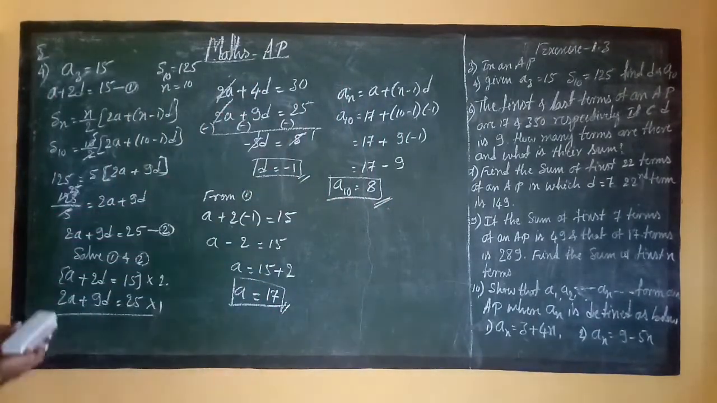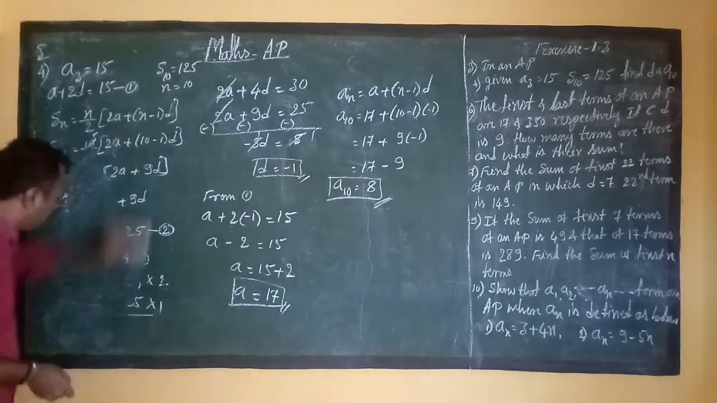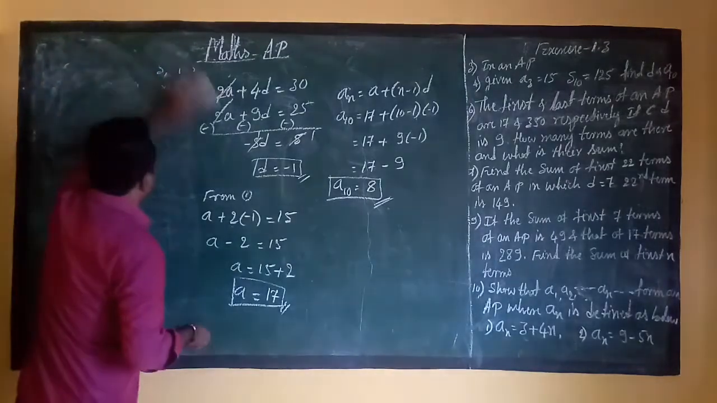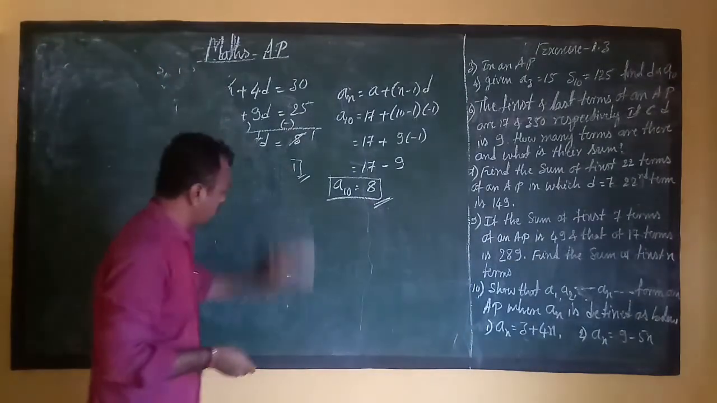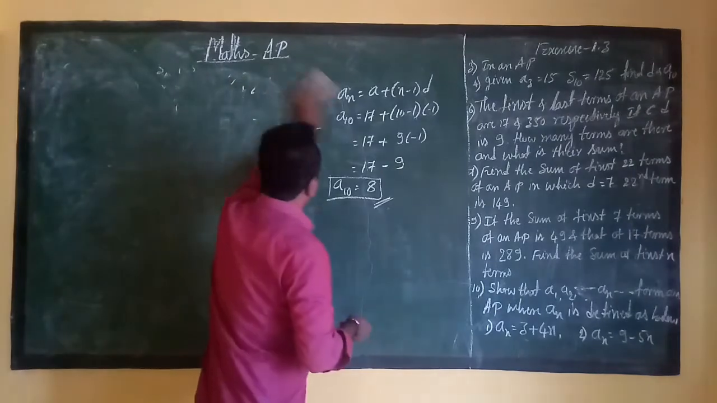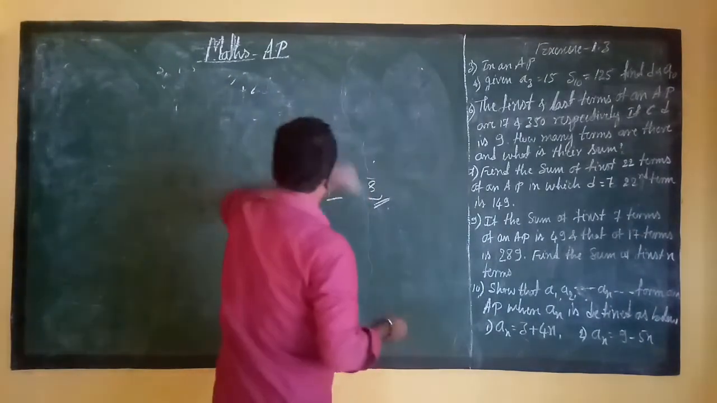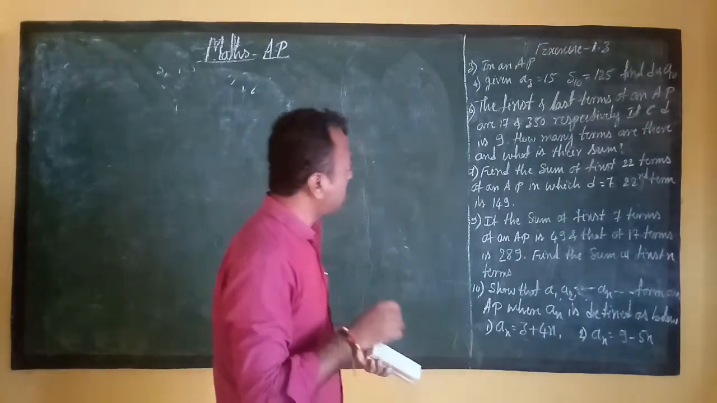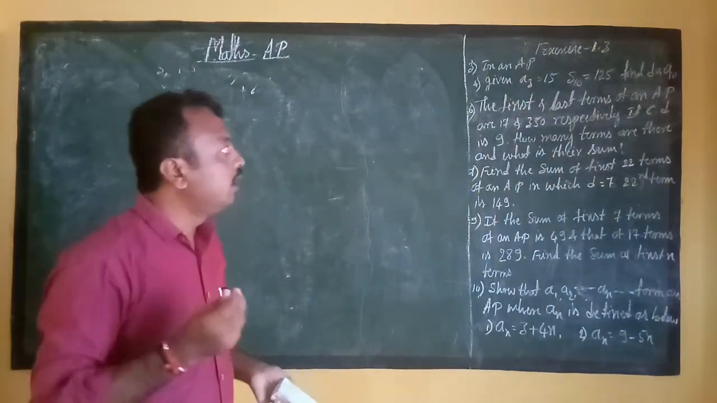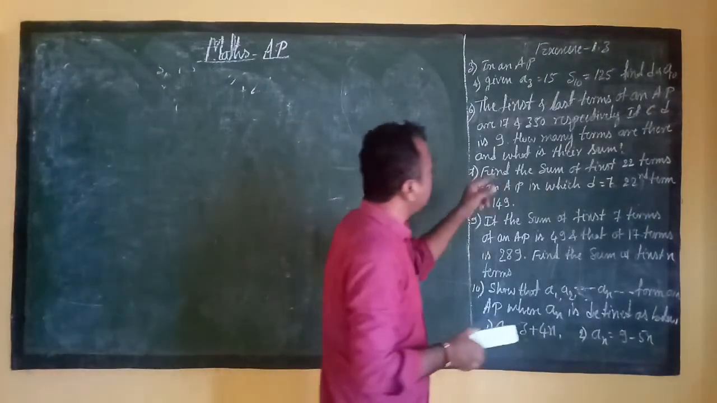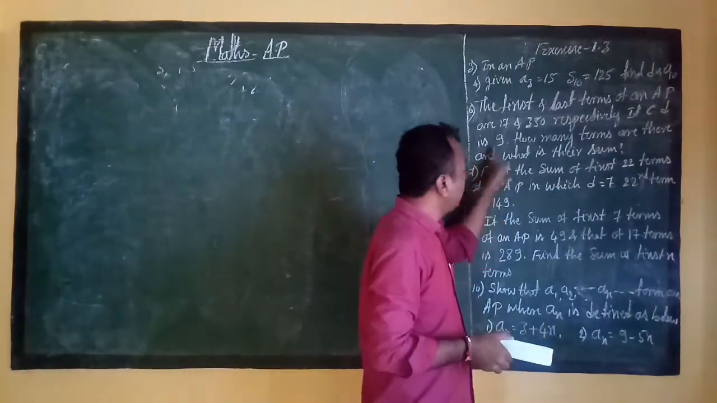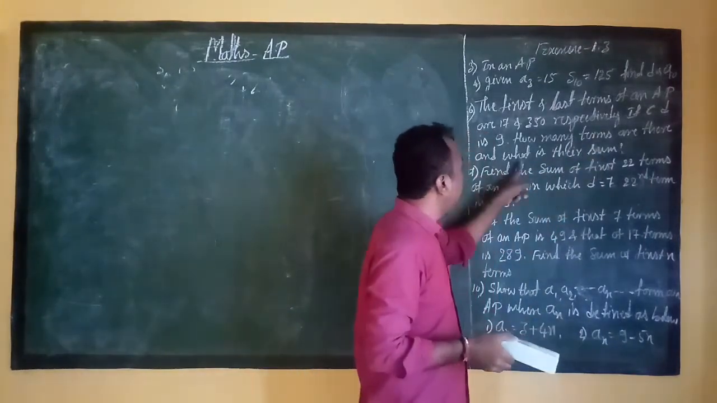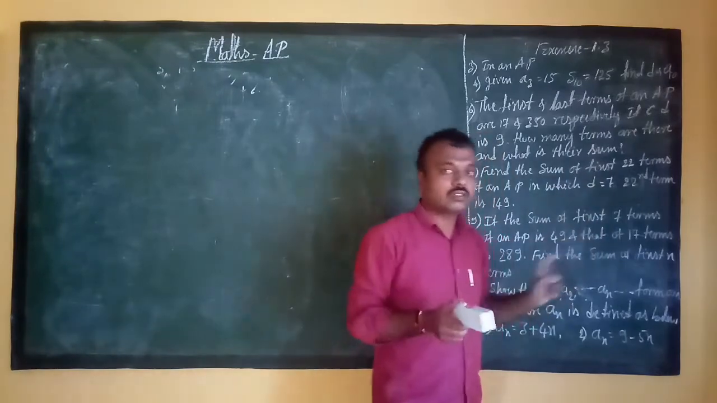We have to continue exercise 1.3 now. Yes, students. What is question number 6? Read it correctly. The first and the last term of an AP are 17 and 350 respectively. If the common difference is 9, how many terms are there? That means we have to calculate the value of n, and what is their sum, Sn is also to be calculated.